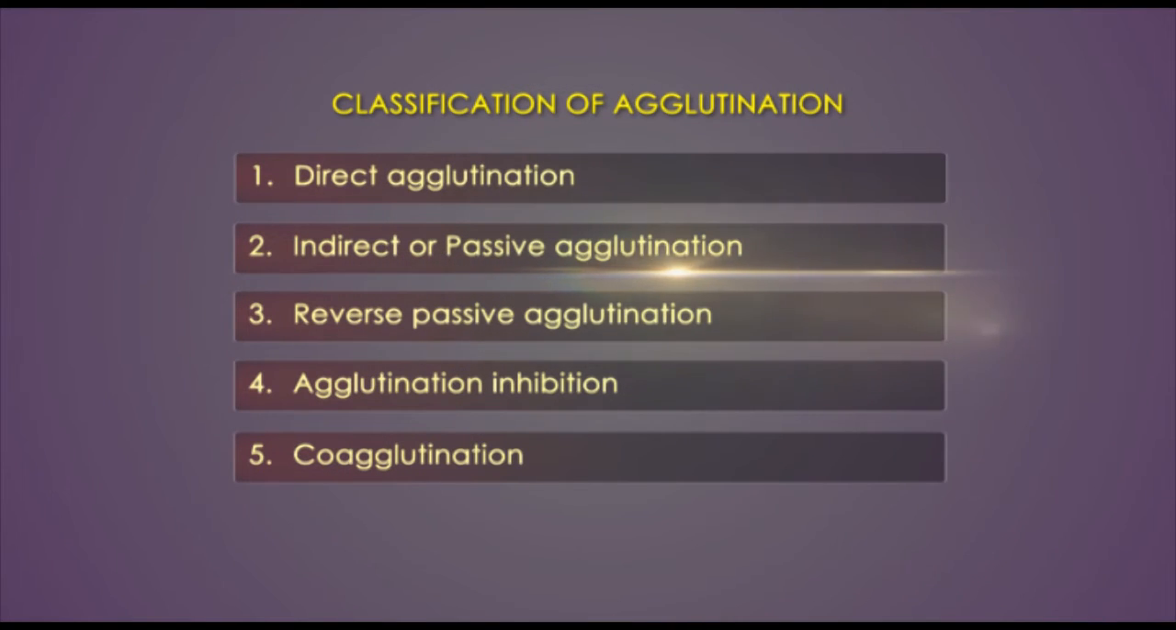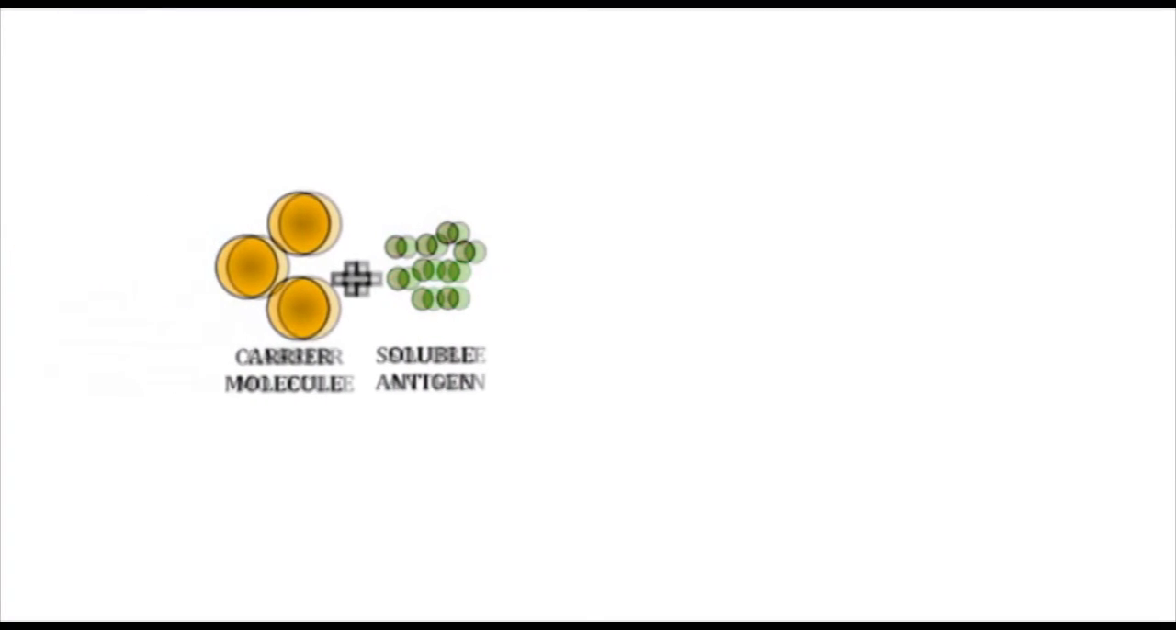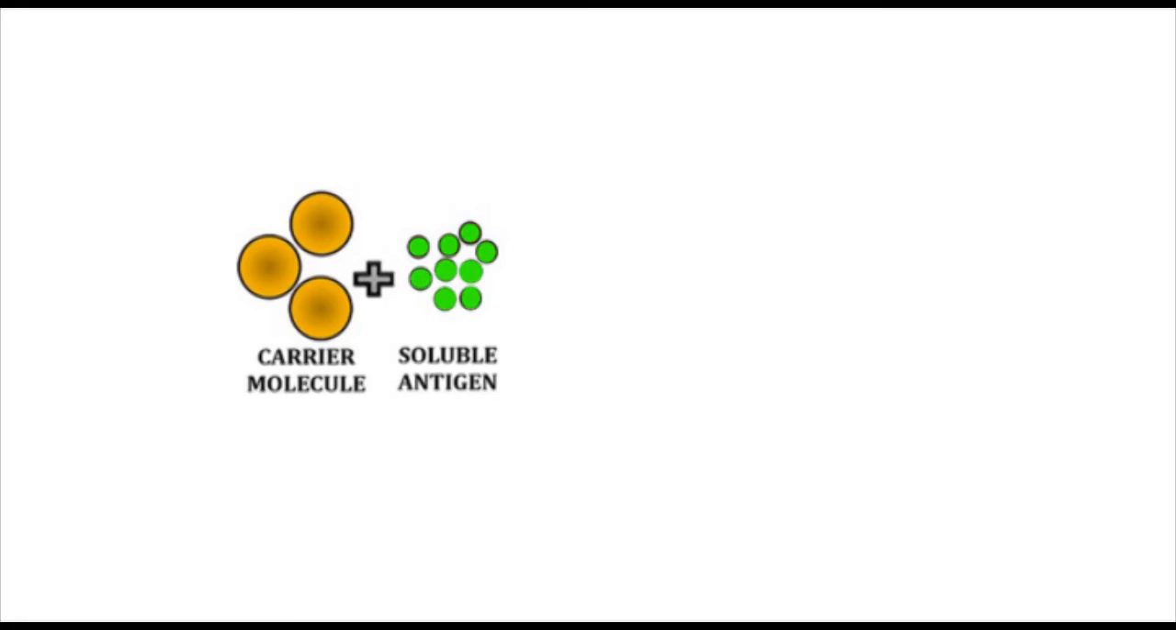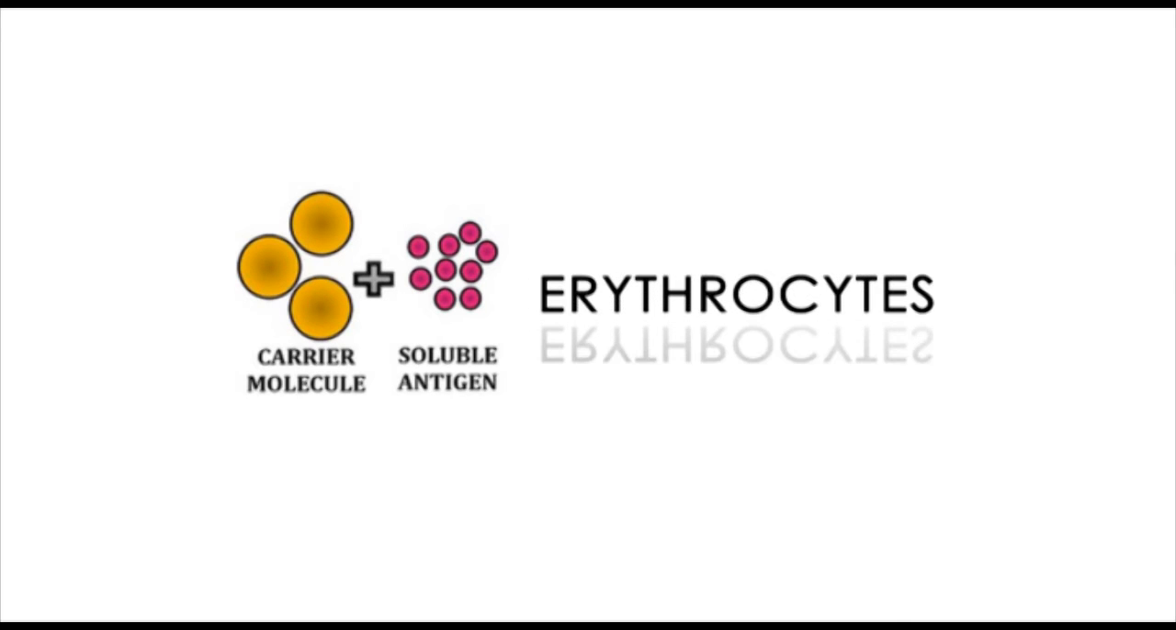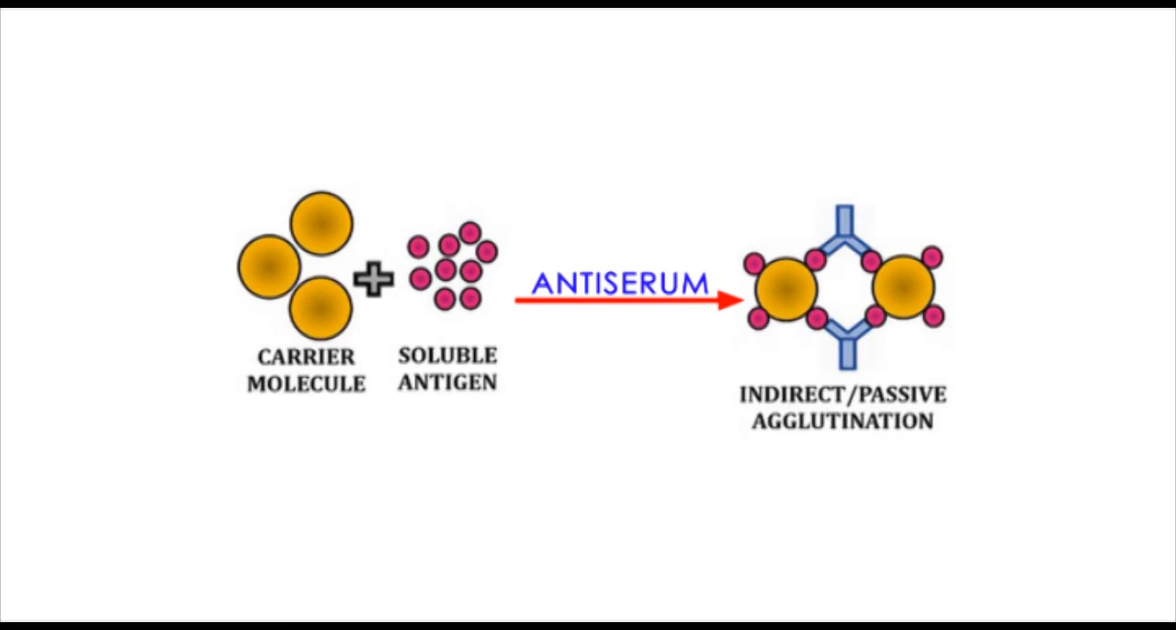Indirect or passive agglutination. Indirect or passive agglutination is the reaction in which the antigens are not naturally present on the surfaces of the particulates but are coated onto particles like latex, silicates, gelatin, erythrocytes, etc. Such antigen-coated particulates are more consistent, uniform, and stable. Antisera are then added to them and agglutination is observed.